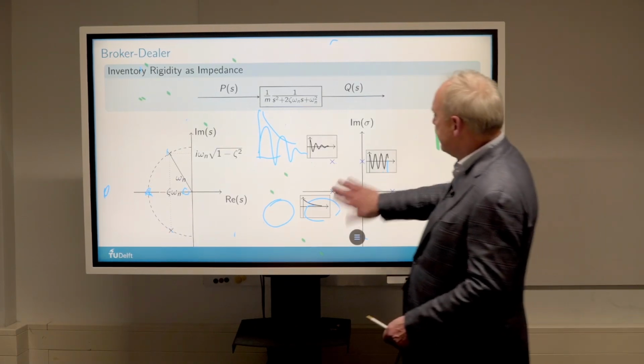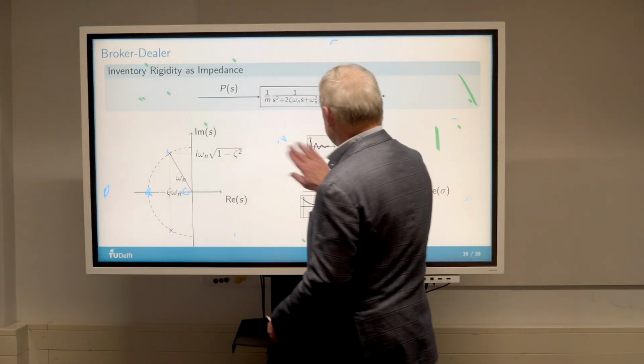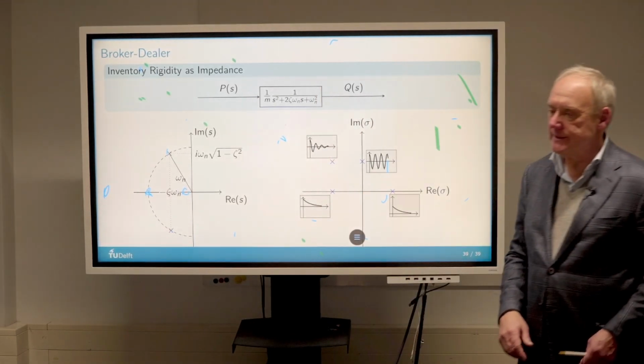Here I drew the different signals. Took some time to do that. You guys know all the rest.